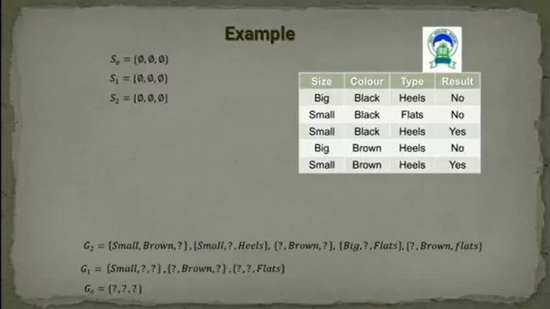Okay, guys. Now let's get to the third case. If you see the table, the first two cases are no. So we started from the specific hypothesis. But when we get to the third case, the result is yes. When the result is yes, we have to first write the general hypothesis. So we have to write G3 first.